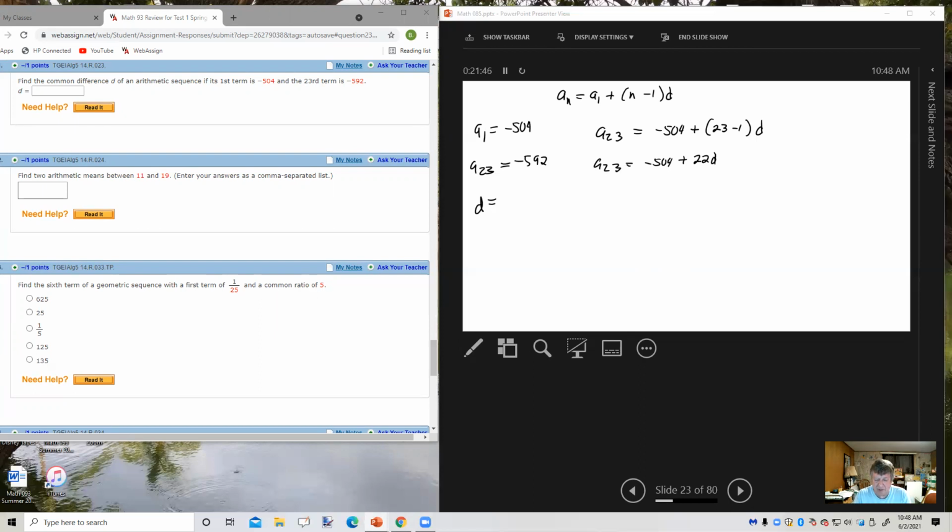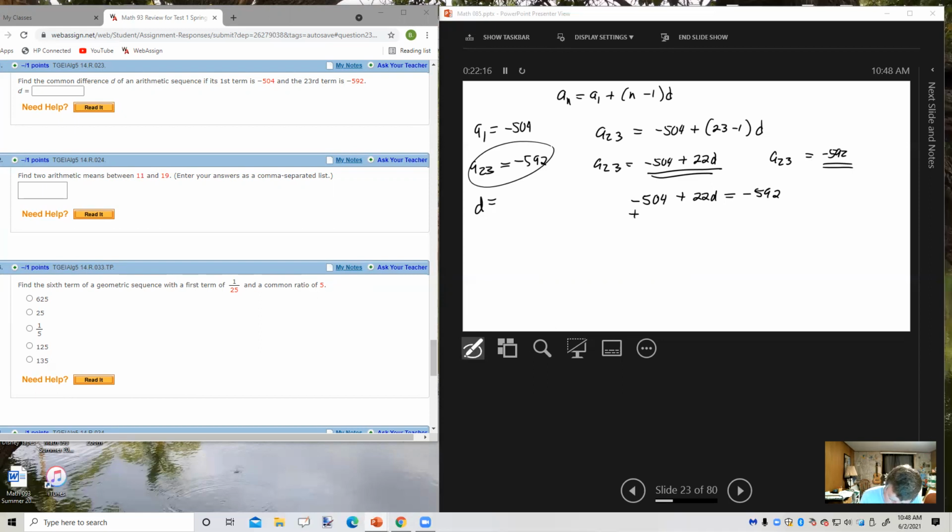So we know that a sub 23 is negative 504 plus 22D. But we also know that a sub 23 equals negative 592. So that means that this equals that. Two different ways of describing a sub 23. So we get the equation negative 504 plus 22D equals negative 592.